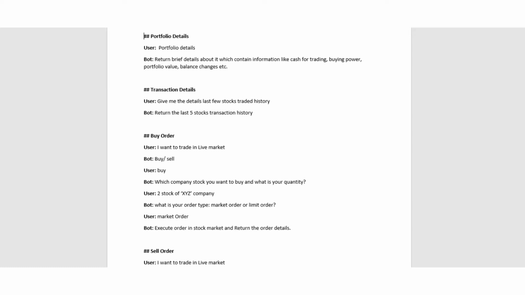If the user says market order type, then the bot executes the order and returns the order details to the user. But if the order type is limit, then the bot again asks the user what your limit price is. Then the user responds with a limit price, say $250. After that the bot executes the order with the necessary information and returns the order details to the user.